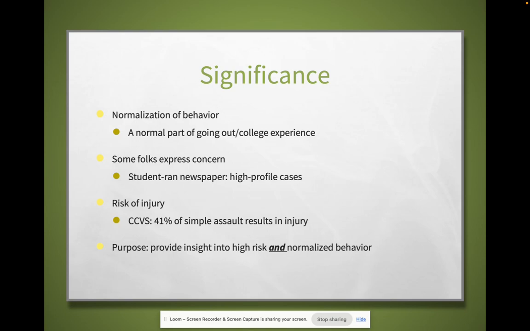And according to survey data that my MA thesis advisor collected from this campus, there's a pretty good risk of injury. In fact, 41% of simple assaults result in injury. And so I wanted to understand if this is high risk, but it's also being normalized, what's going on here? Why is this type of behavior persisting? And what is unique about party schools that allows this behavior to get normalized?